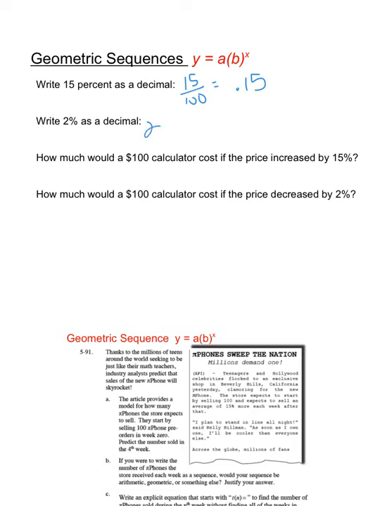If it's 2%, we do 2 divided by 100, which is 0.02. So to calculate 2% of a price, we would multiply by 0.02.